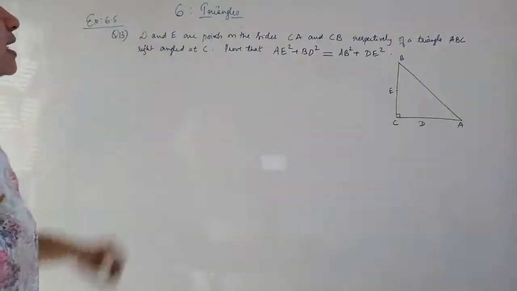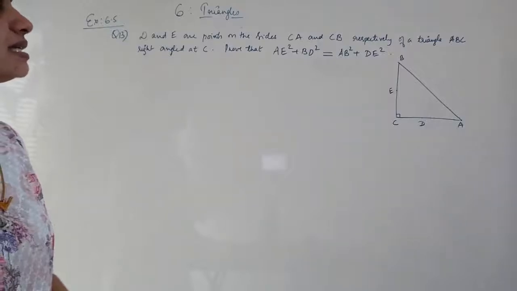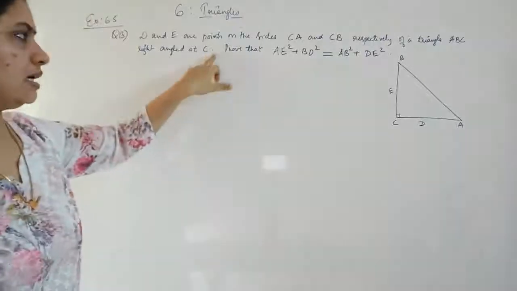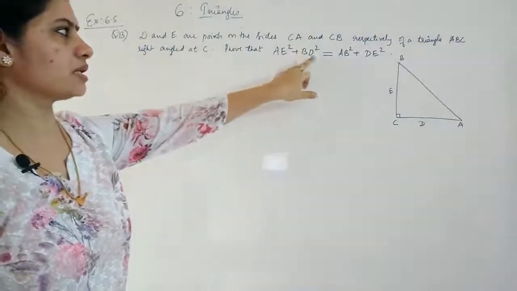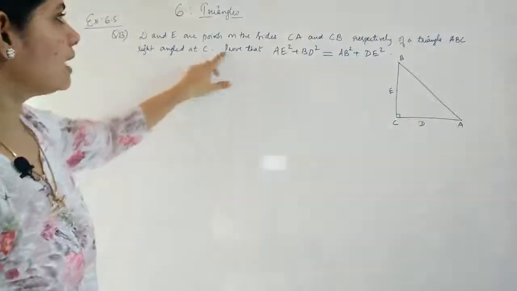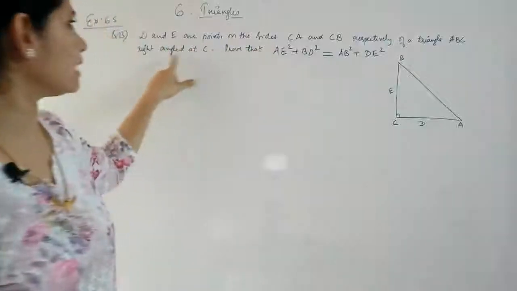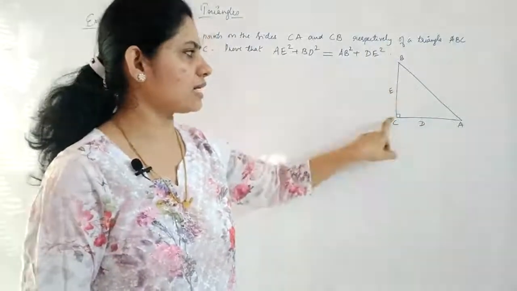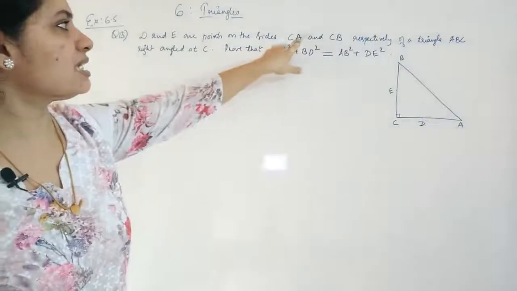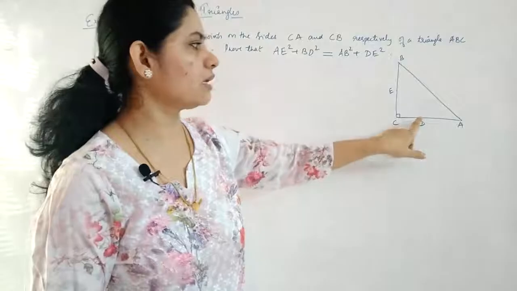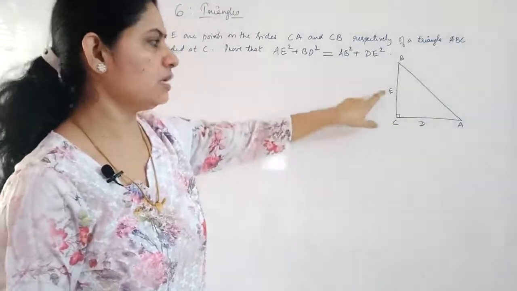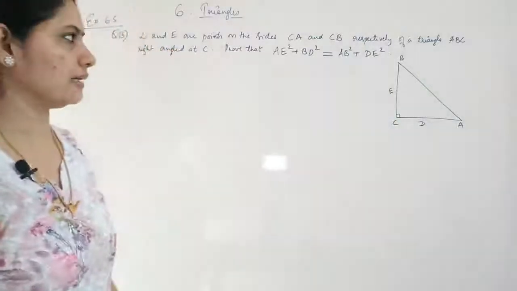Question number 13 is: D and E are points on the sides CA and CB respectively of a triangle ABC right angled at C. Prove that AE square plus BD square is equal to AB square plus DE square. So for this we first draw a figure. I have drawn a triangle ABC which is right angled at C. Now they are asking you to take points D and E on CA and CB respectively. So on CA we have taken a point D, and on CB we have taken a point E. It can be anywhere on CB.